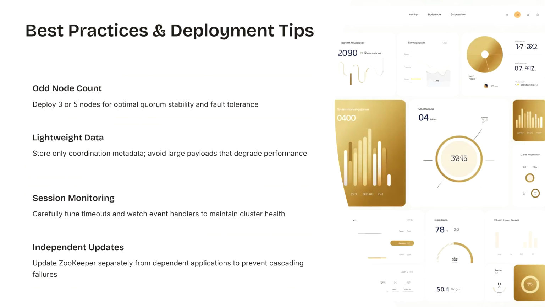Now we see best practices and deployment tips. When deploying ZooKeeper, a few best practices should be followed. Always use an odd number of nodes, like 3 or 5, for proper quorum and fault tolerance. Second, lightweight data. Store only lightweight data, not large payloads, to keep performance high. And third one is session monitoring. Monitor session timeouts and event watchers to ensure the system is healthy. And fourth one is independent updates. Update ZooKeeper independently from other applications to prevent cascading failures.